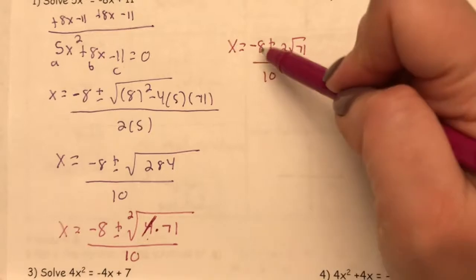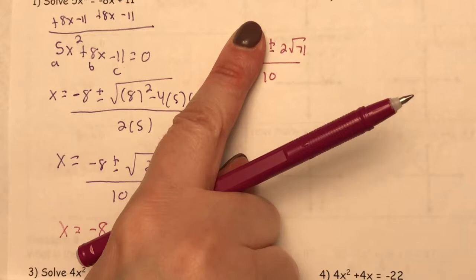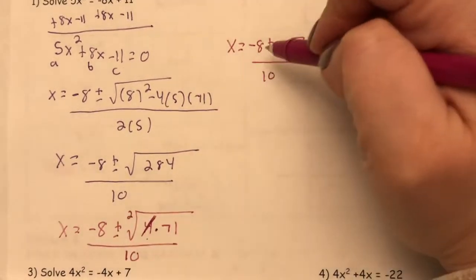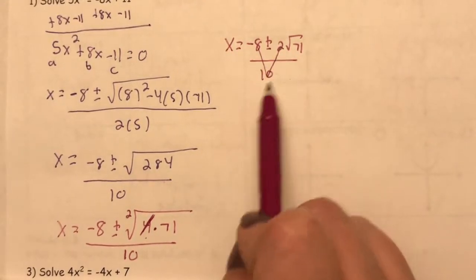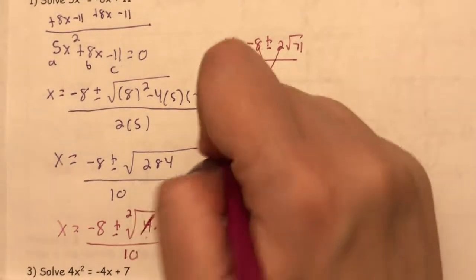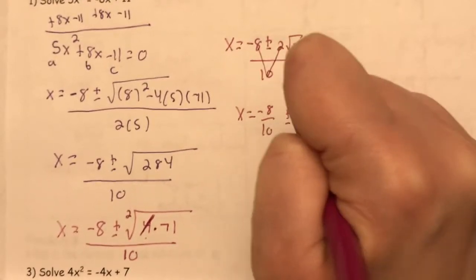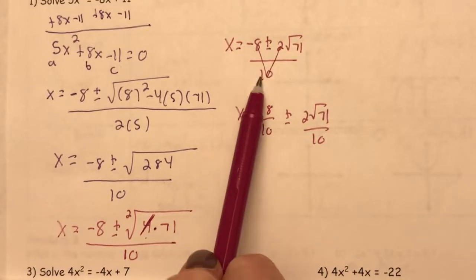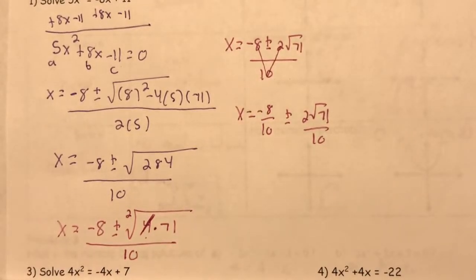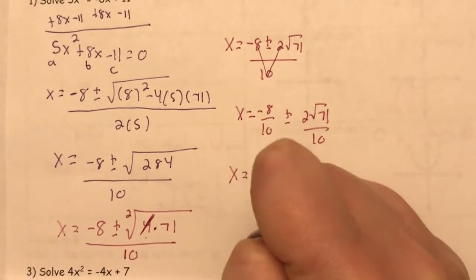Now remember, this is two fractions. This is really negative 8 over 10, and it's 2 root 71 over 10. So you would have to divide the 10 into both of these terms. So you could split it up into the two fractions, or you should know that the 10 would go into both of them. I'm going to show that it's split up just so that you can see the picture of that. But basically, you're going to reduce negative 8 over 10. Again, we don't want a decimal. Negative 8 over 10 will reduce to negative 4 over 5.